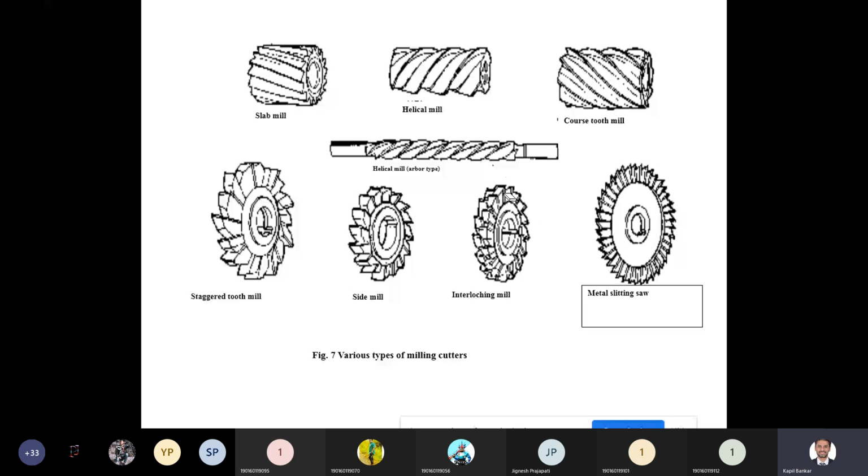And again, this is a metal slitting saw or metal slitting cutter, and with the help of this cutter you can remove the unwanted metal from the workpiece, or you can create a very small recess on the workpiece, or you can use metal slitting as a partition. If you want to convert your part into two pieces, then with the help of this metal slitting cutter you can split your workpiece into two parts.